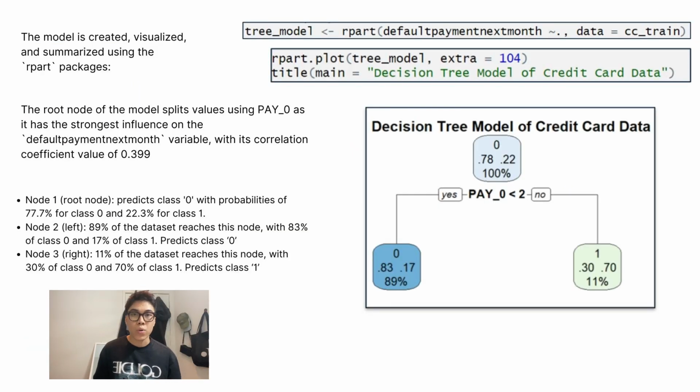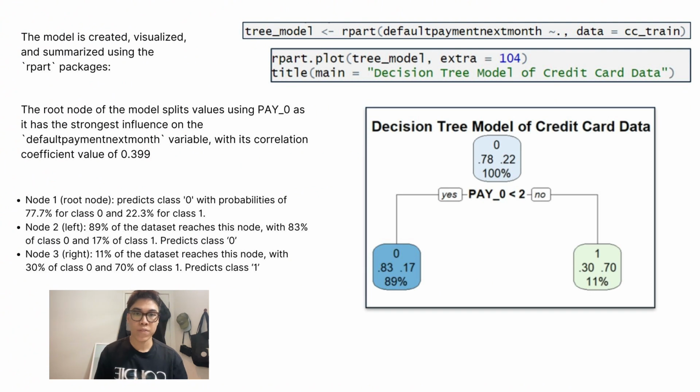As you can see, the model is created, visualized, and summarized using the rpart package. The model will be stored in a variable called tree model, and then we will use the model to plot the decision tree using the rpart.plot function from the rpart package. Once we have the graph, we can see the root node of the model splits values using pay 0, as it has the strongest influence on the target variable with its correlation coefficient value of 0.399, as I just mentioned in the previous slides.